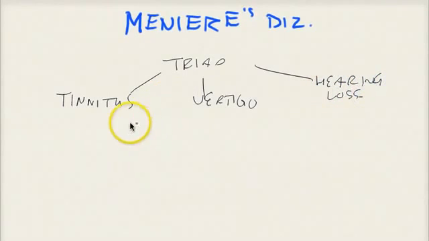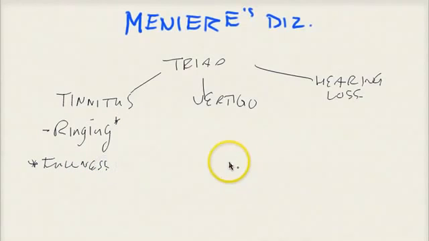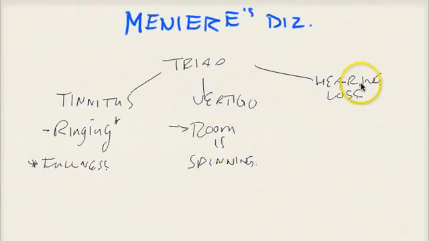Now, tinnitus is ringing of the ear. Patients also describe a sensation of fullness in the ear. So ringing is the main finding, but oftentimes they will complain of fullness as well. Vertigo is the sensation of motion where the room is spinning. This is different from dizziness, because in dizziness you feel as if you are moving, whereas in vertigo the room is spinning around you. And hearing loss. The hearing loss is sensory neural.